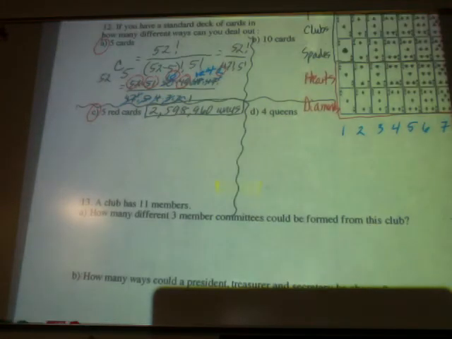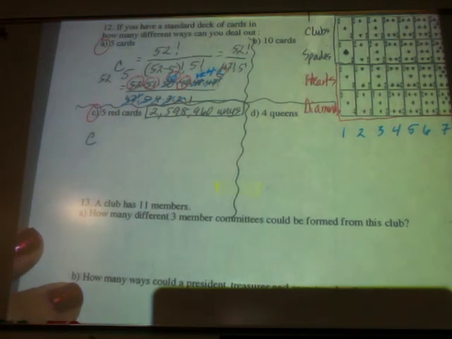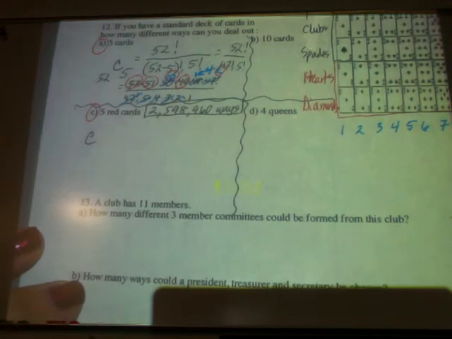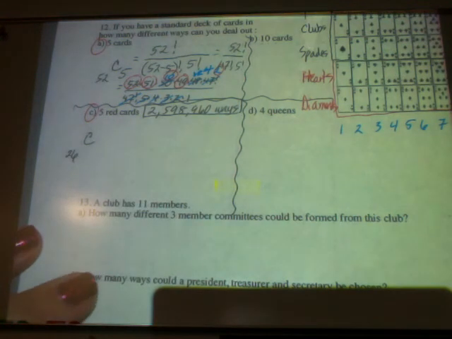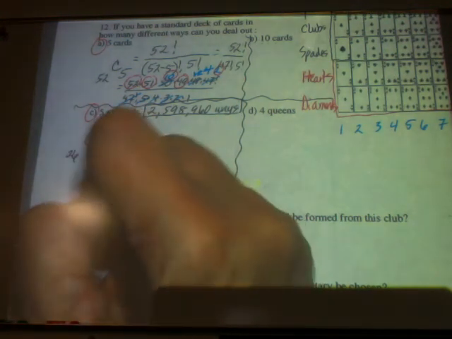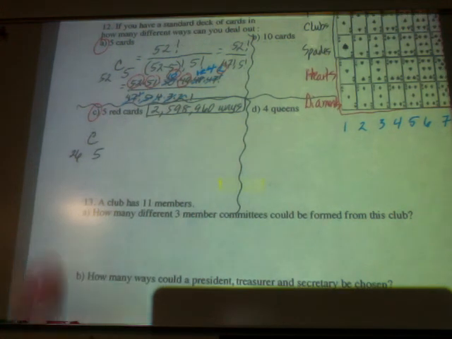Five red cards. Whatever five red cards I deal out, does order matter? No. So this is again a combination. How many cards do I have to choose from to deal five red cards? 26, right? Because I don't care about the black ones. So I've got 26 red to choose from, and I only want five of them. So it's the same thing as above, but we're using 26, right?